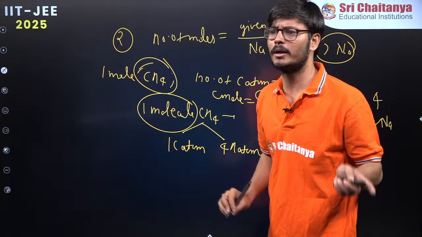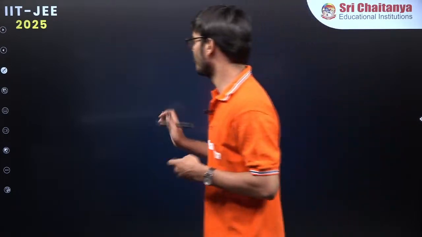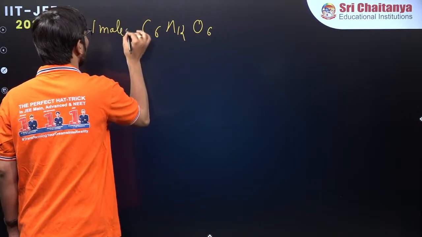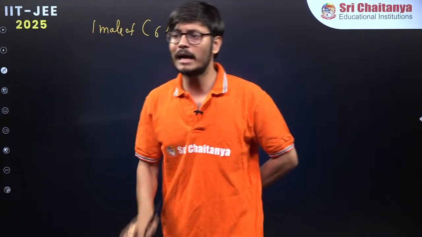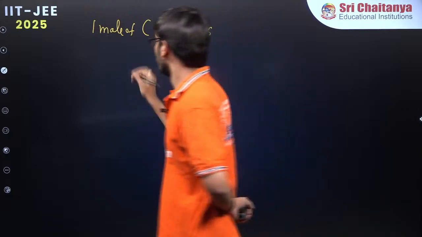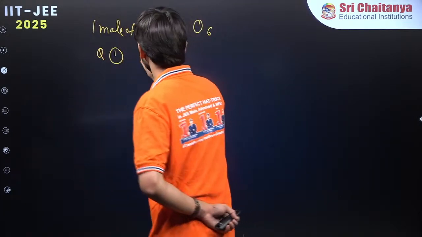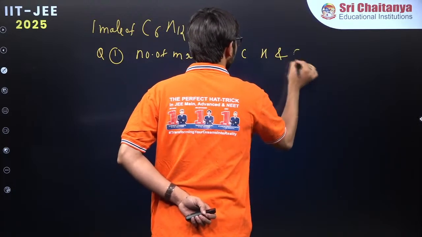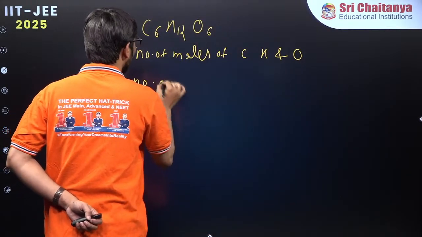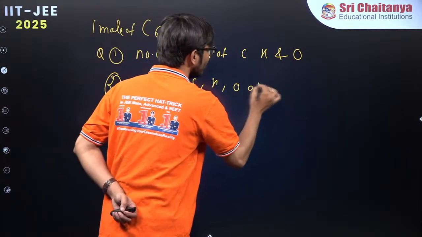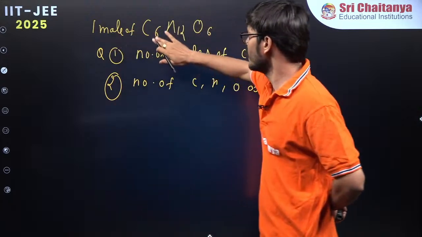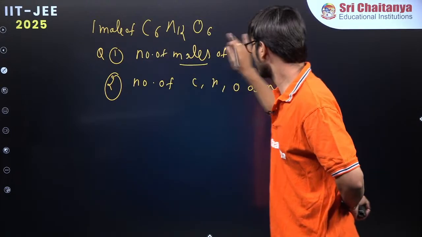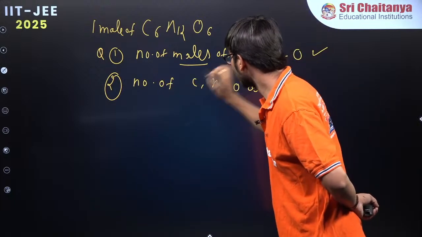I'll solve one more question so that everybody gets the idea. I'm taking a big molecule. Let us say we have glucose, C6H12O6. Let us say we have 1 mole of glucose in the container. Now I will frame 2 kinds of questions. Question type 1: what is the number of moles of carbon, hydrogen and oxygen? Question type 2: what is the number of carbon, hydrogen, oxygen atoms? Give me the moles answer first.